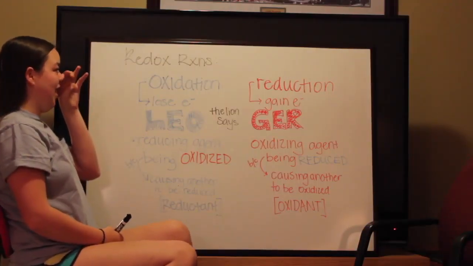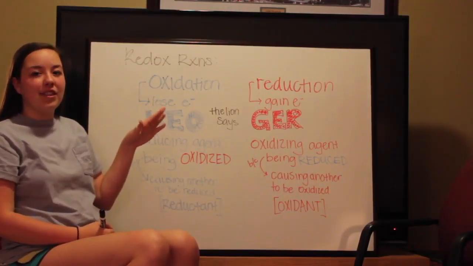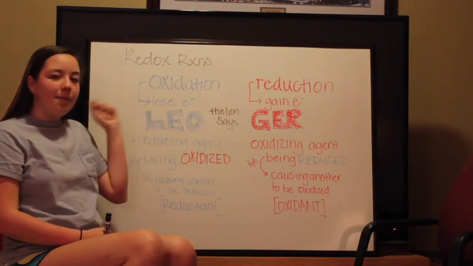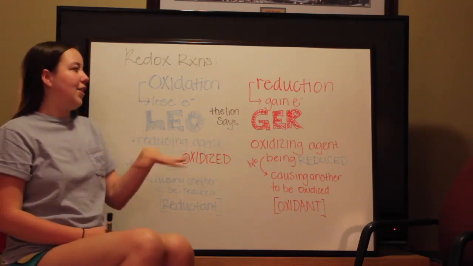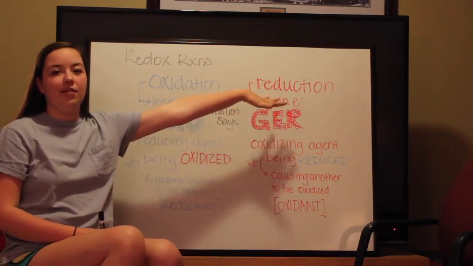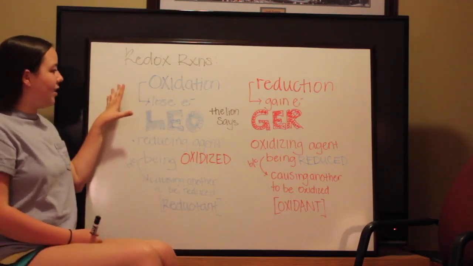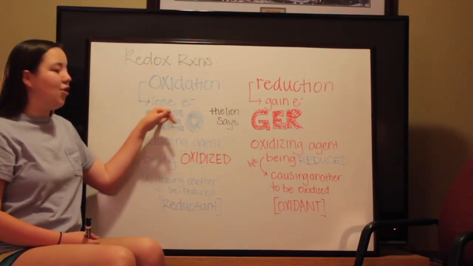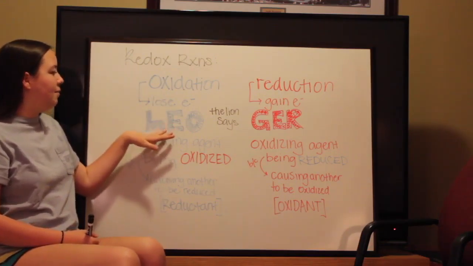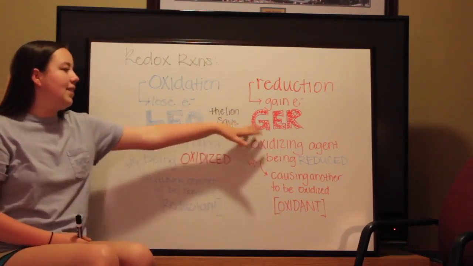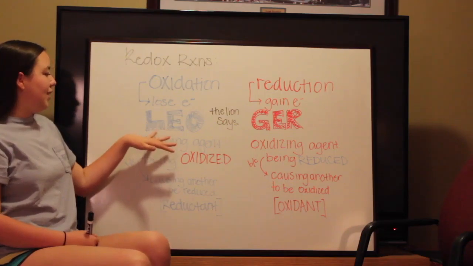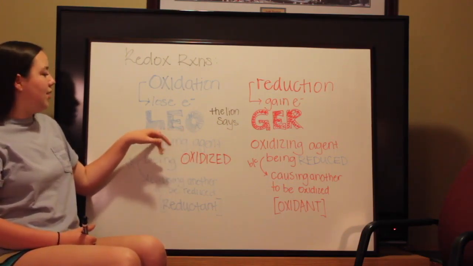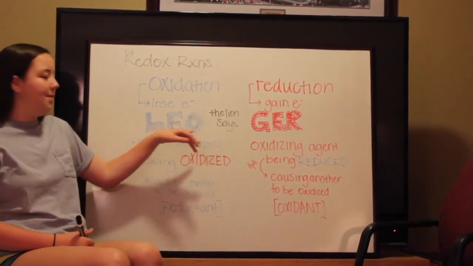Okay, so the next thing that we're going to talk about is how in redox reactions you actually split the one reaction into two half reactions, one for oxidation and one for reduction. So let's start with oxidation. Oxidation is where the atom loses electrons, and a memory trick for this is LEO the lion says GER, and oxidation is the LEO part, so loses electrons, oxidation.